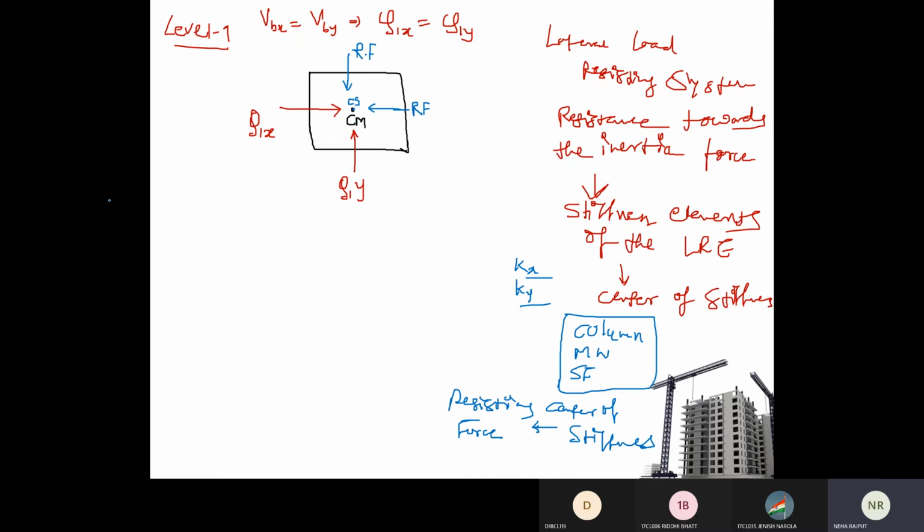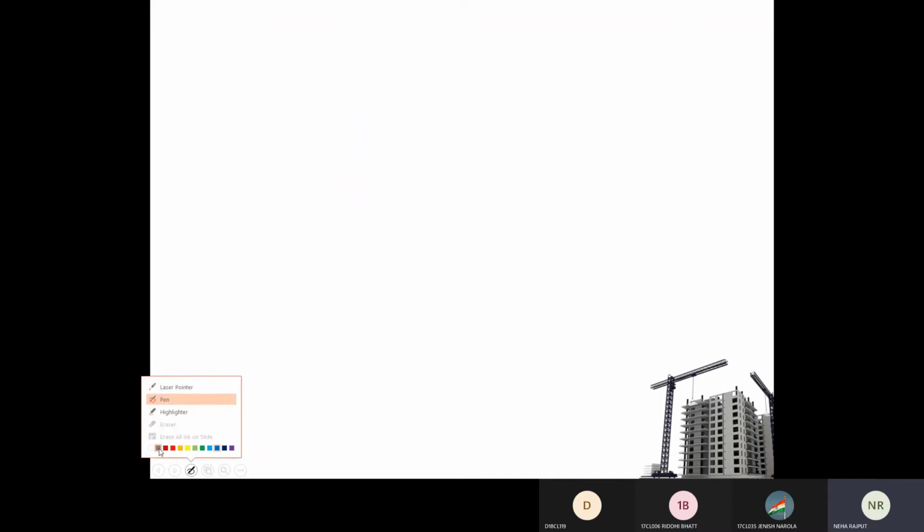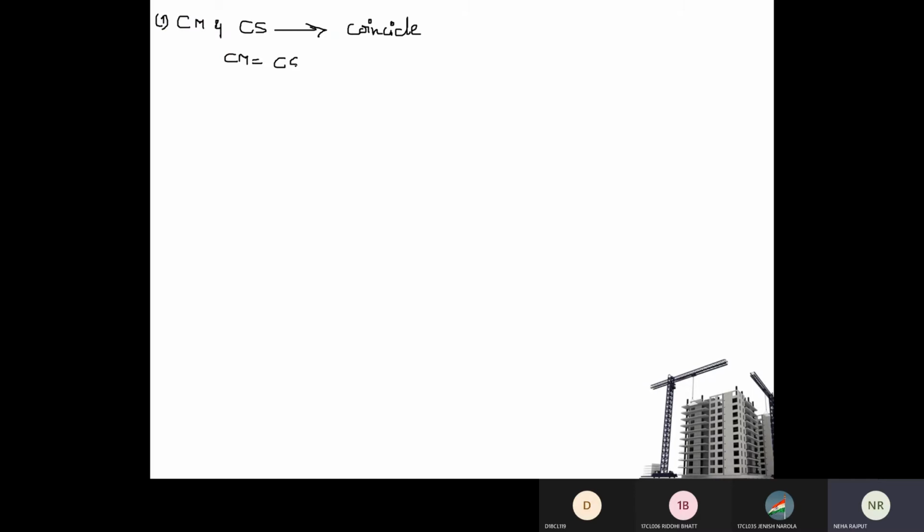Right. Now there are two conditions that occur for the center of mass and center of stiffness. We will discuss them one by one. The very first condition is where your center of mass and center of stiffness coincide. This is the first condition. Now, center of mass and center of stiffness coincide. How to find center of stiffness we'll see after this. So center of mass is equal to center of stiffness.